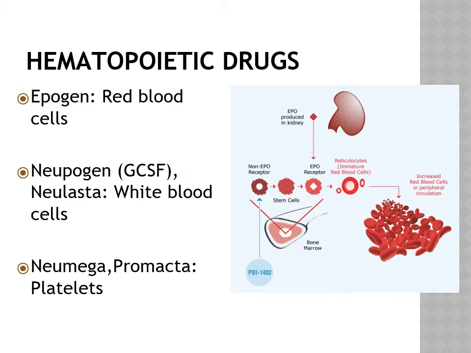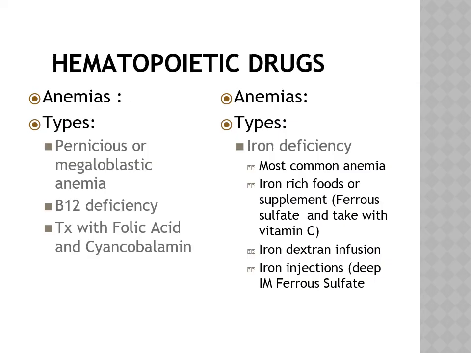So a lot of times these medications are used in anemias, which we'll see on the next slide. So again, the hematopoietic drugs would be used to treat anemia, specifically pernicious anemia or megaloblastic anemia. These patients generally have a B12 deficiency, and so you want to increase the B12 levels, and that is done through folic acid or cyanocobalamin. And so these are just vitamin B products basically that will increase red blood cells.